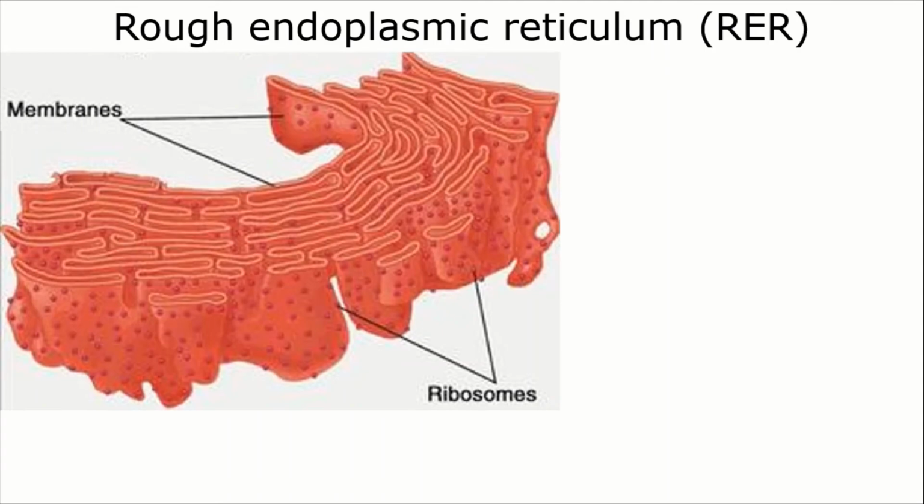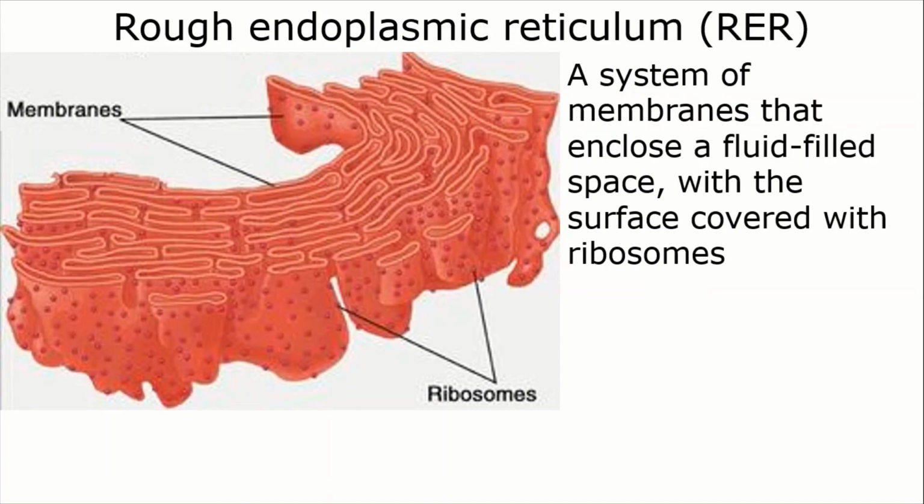Next is the rough endoplasmic reticulum, which is also shortened to RER. And you can see these flattened line-like structures in the diagram, they almost look similar to the cristae that you see in mitochondria. And the difference with rough endoplasmic reticulum and smooth endoplasmic reticulum is that rough endoplasmic reticulum has ribosomes attached to it, which give it this bumpy appearance. Perhaps that explains the name rough endoplasmic reticulum.